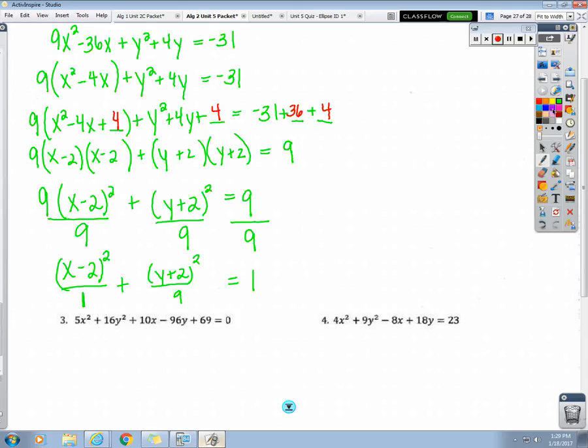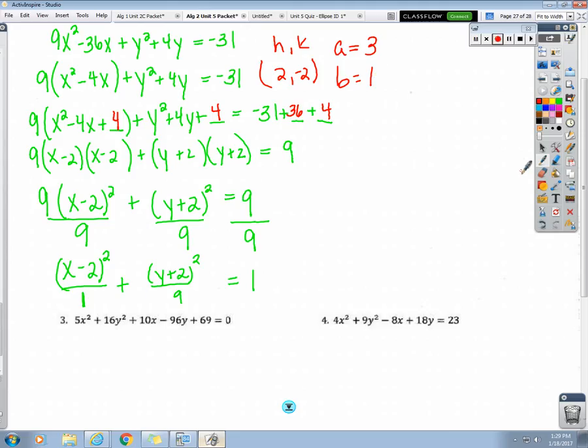So now that we have it written in standard form, what is our h and k? Right. And what's our a value? No. 3, because 3 squared made the 9. And what's the b value? 1, because 1 squared would have made 1 right there.